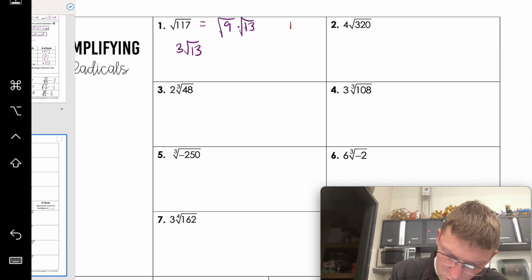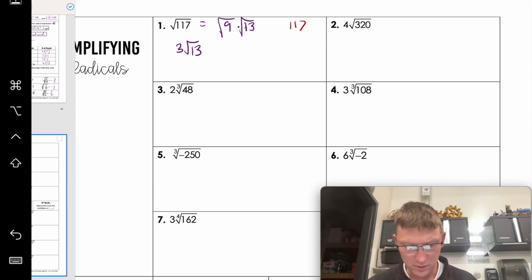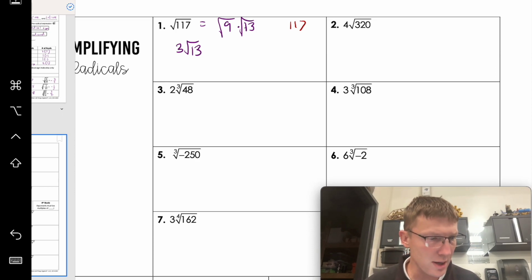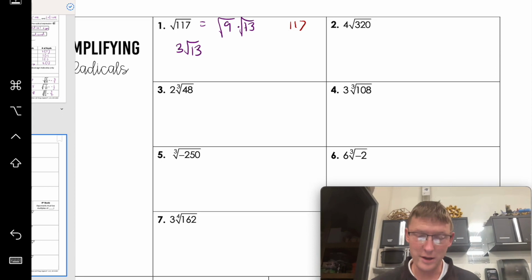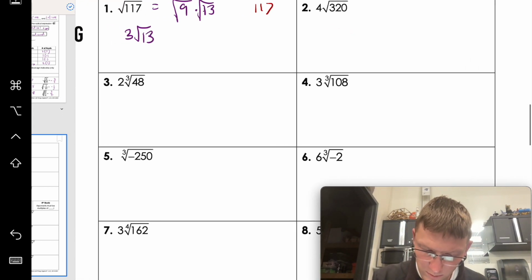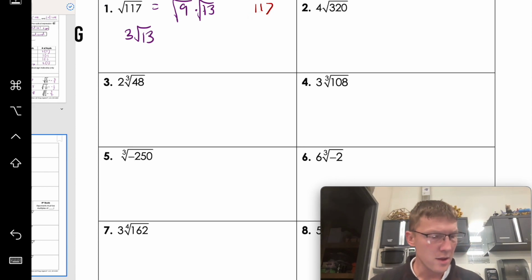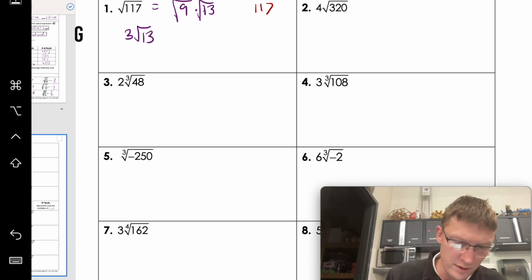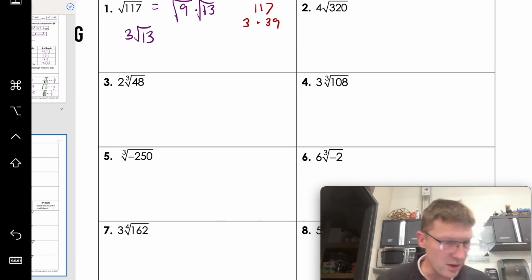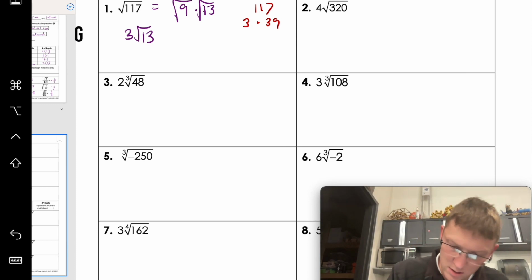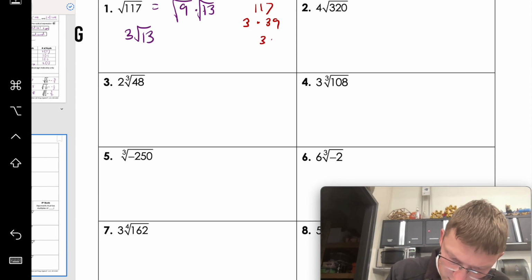So if you take 117, 117 is divisible by 3. And if you don't know that trick, if you add up each one of these digits, if that number is divisible by 3, the whole thing is. So 7 plus 1 plus 1, 7, 8, 9. So we've got 117 divided by 3 times 39. 39 is still divisible by 3. And then we've got 3 times 13.